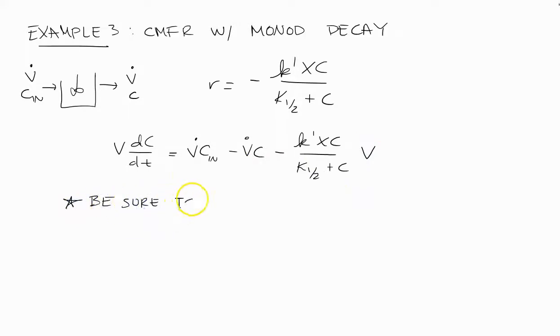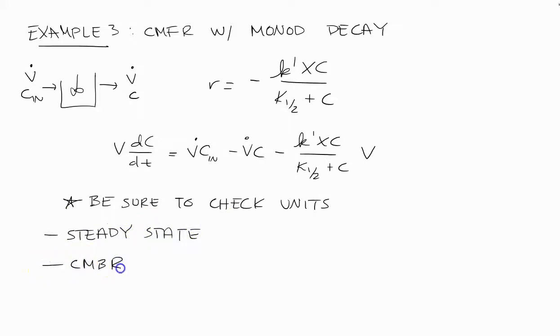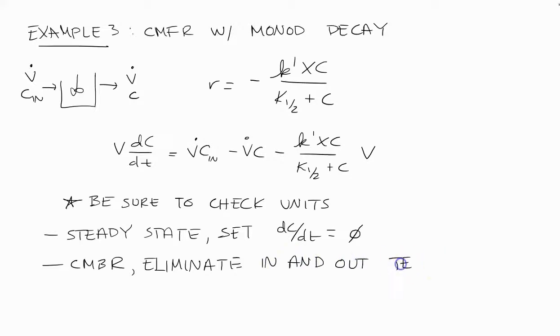Especially if you're dealing with strange reaction rates, but also in general, always be sure that you're checking and double checking your units to make sure that the units of each one of your terms is exactly the same. In this example, it's going to be some sort of mass per unit time. If you're looking at steady state, set dC/dt to 0 and solve. If you want to do a CMBR, you eliminate those in and out terms and solve for whatever you're looking for.